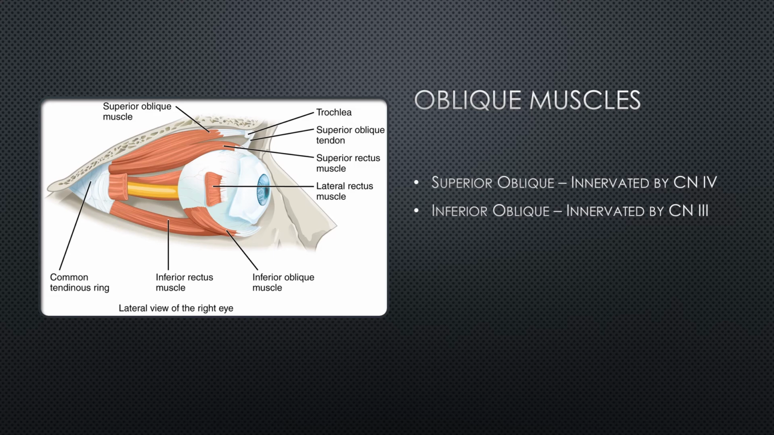The inferior oblique muscle originates from the periosteal covering of the orbital plate of the maxilla. Composed entirely of muscle tissue, it travels from its point of origin laterally and posteriorly, curving underneath the globe of the eye. It extorts and elevates the eye and is innervated by cranial nerve 3, the oculomotor nerve.